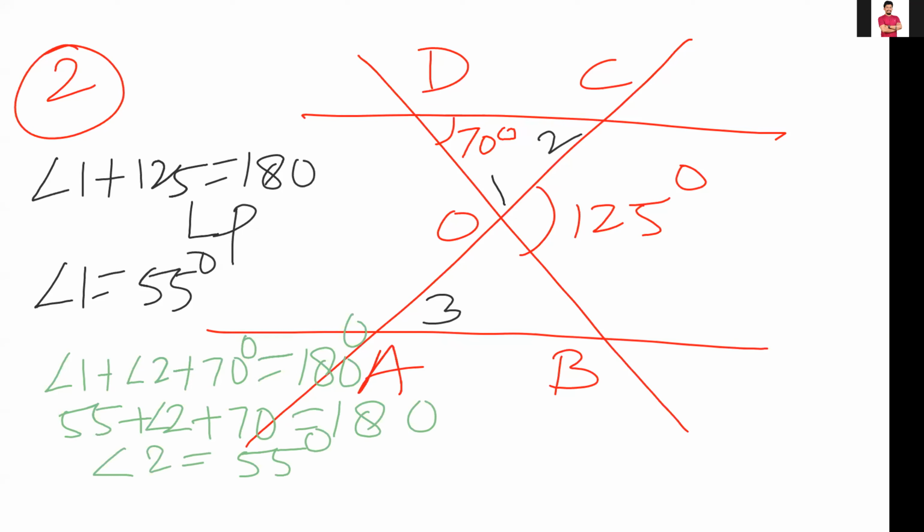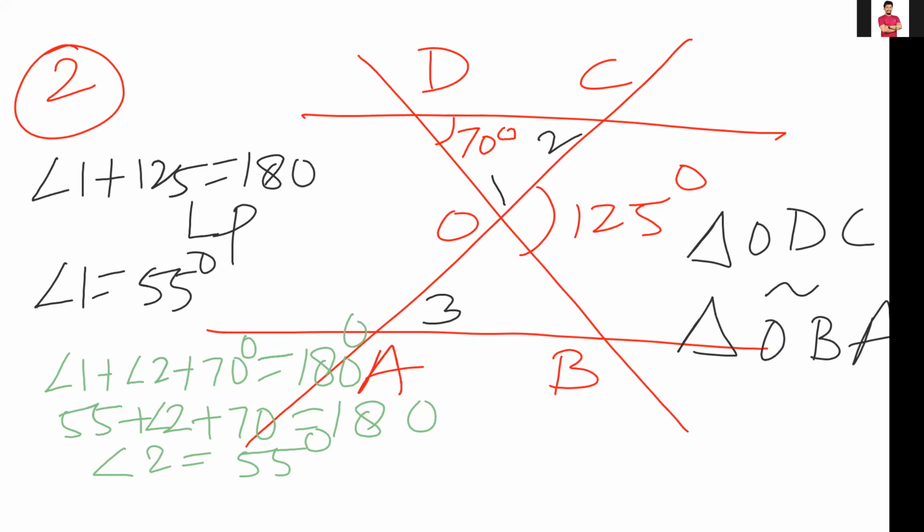Okay. Now it is given that two triangles are similar. Which two triangles? Triangle ODC is similar to triangle OBA. So according to this concept, all the angles are equal. So angle 2 and angle 3 will be equal, right? So angle 3 will also be 55 degrees. Any confusion?